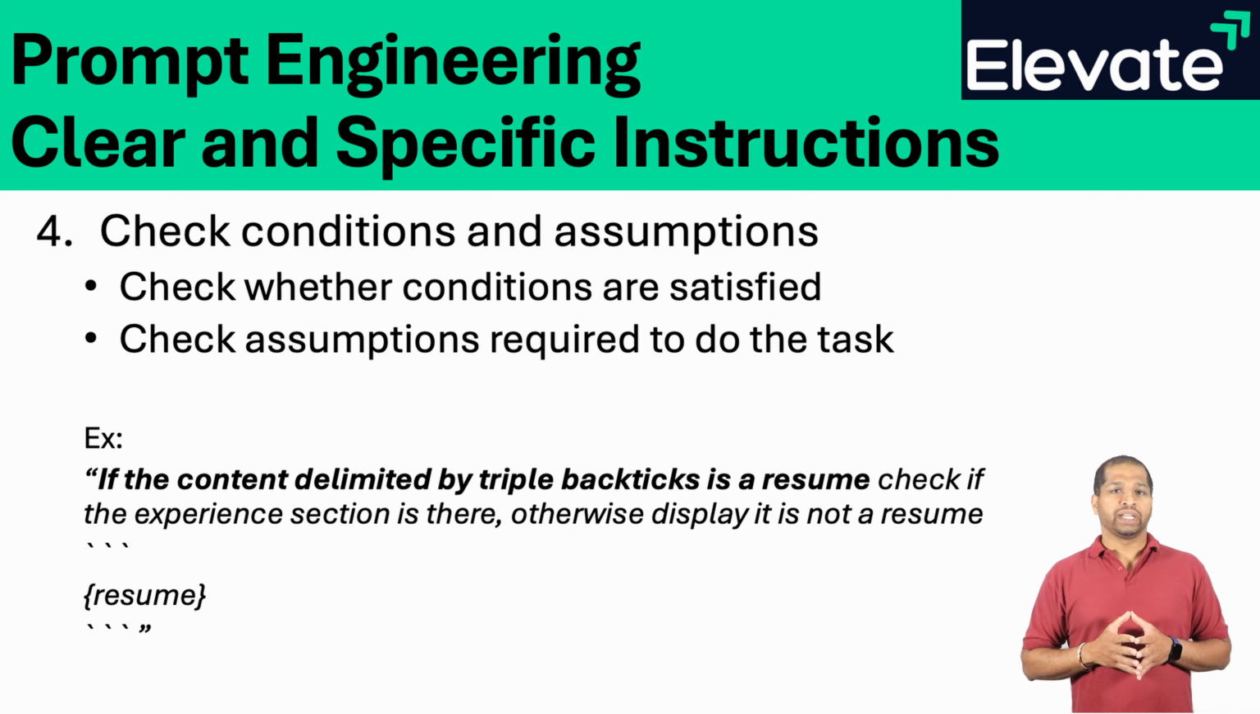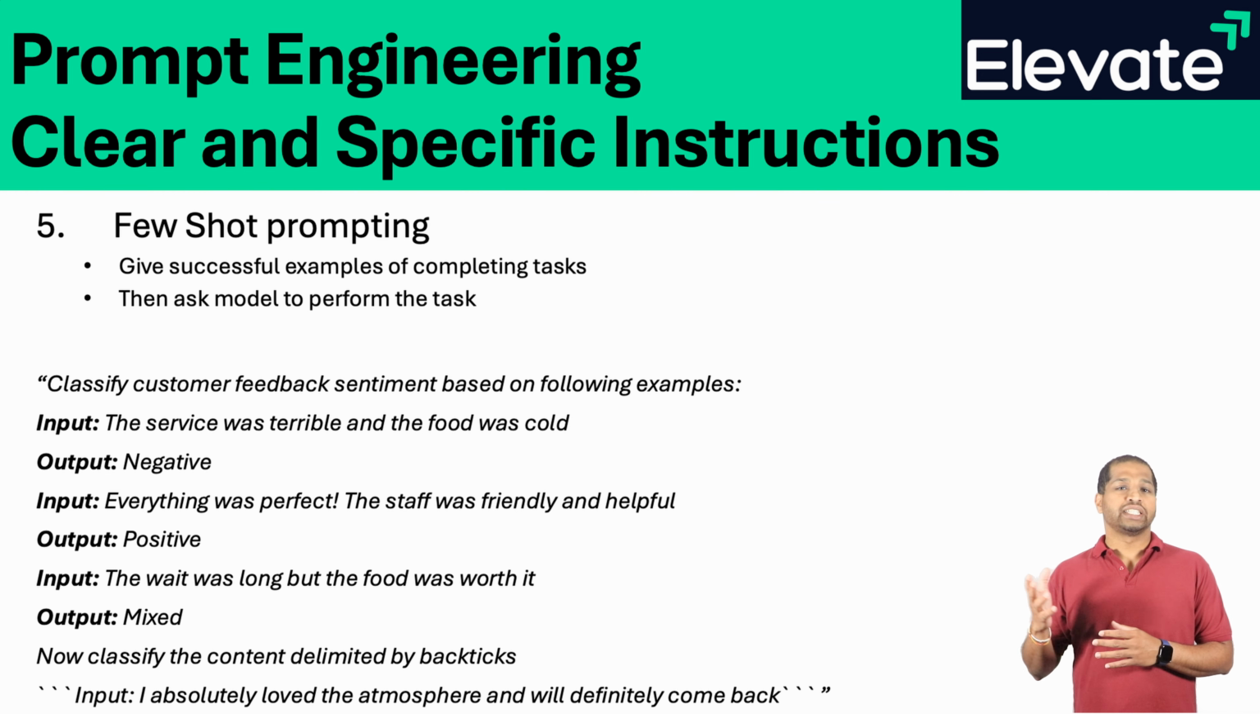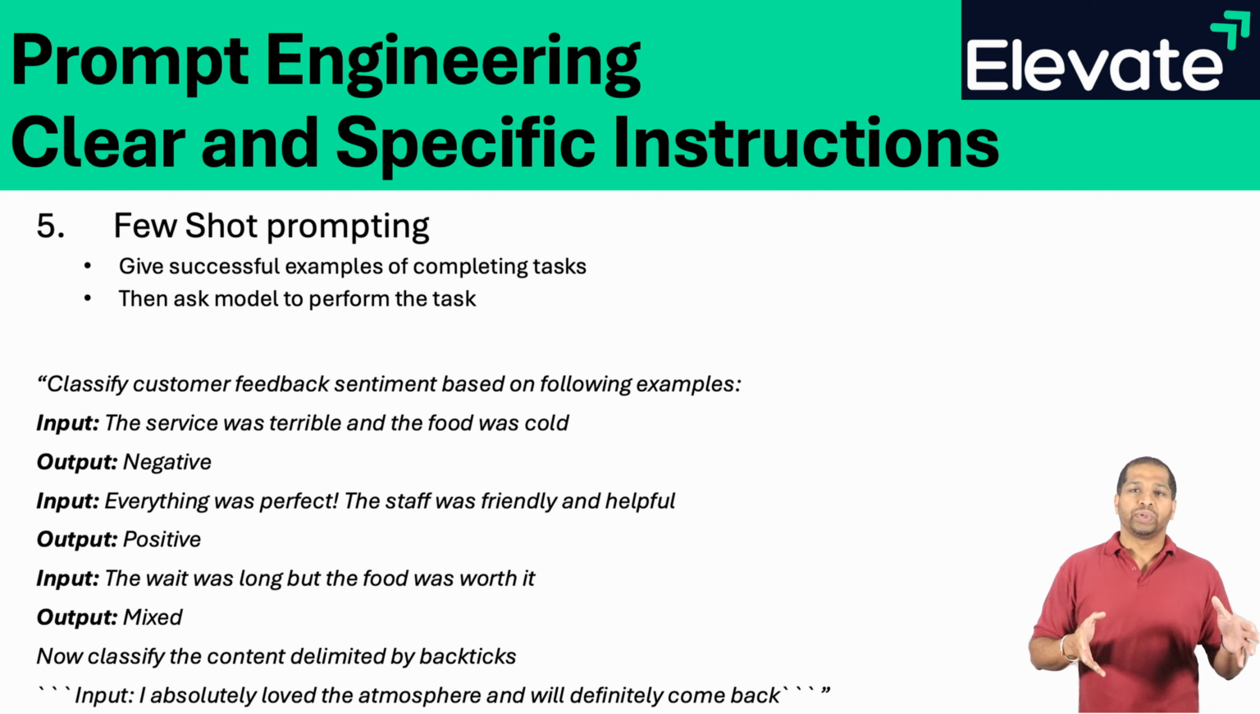Another important aspect of clear and specific instructions is to validate conditions and assumptions as part of your prompt. For instance, you can ask the model to check if a given content is a resume, cover letter, or report and take actions accordingly. This will guide the model to branch out its actions similar to a tree algorithm. The next aspect of clear and specific instructions is to provide some examples of the input and output and let the model understand your expectations. Though a little cumbersome, you can obtain a more satisfactory output from your model.